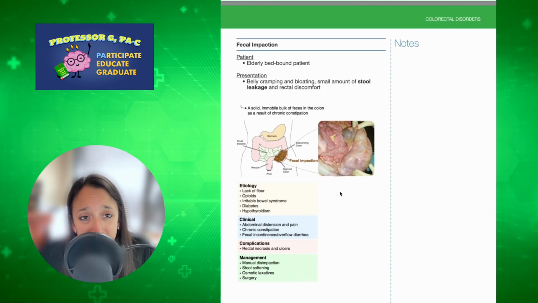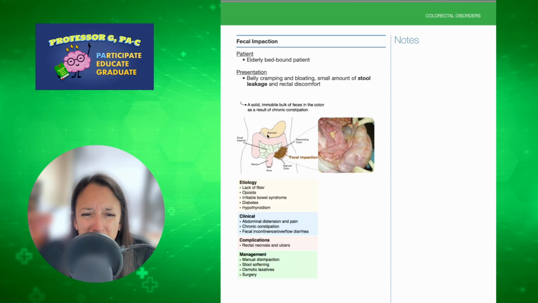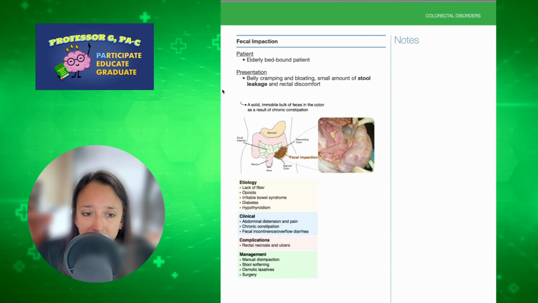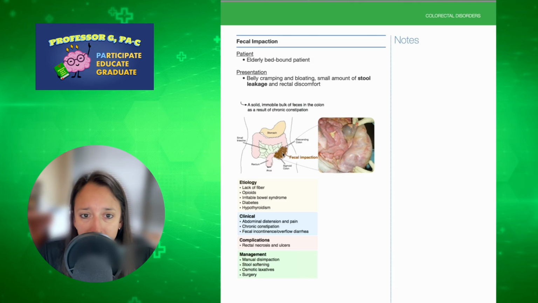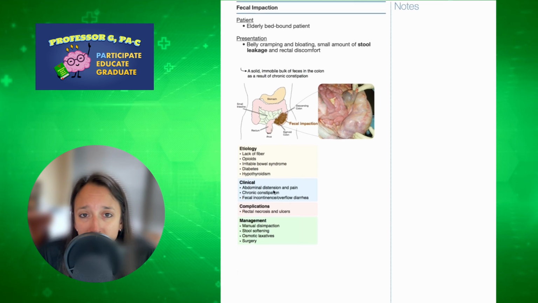Fecal impaction. These are always fun. Think of it in your elderly population, especially bedbound, and they're going to have cramping, bloating, inability to pass stool, or they might pass just liquid stool because it can sneak around the big impaction that they have. They also tend to have rectal discomfort. You can even have rectal prolapse because of it. And so the etiology really is a lack of fiber.